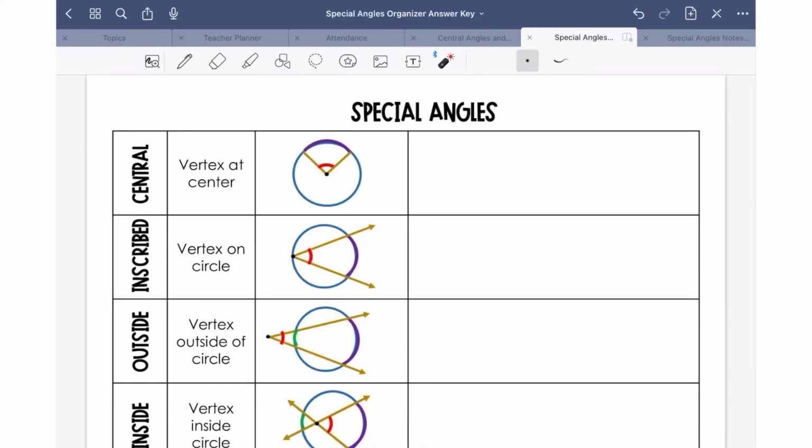Good morning, everyone. We are continuing our special angles part of the circles unit, and we're going to get into the very specific type of angles other than central angles. So we started with central angles where the angle was directly at the center of the circle. The vertex was at the center. So that's the first one here. And this one was very straightforward.